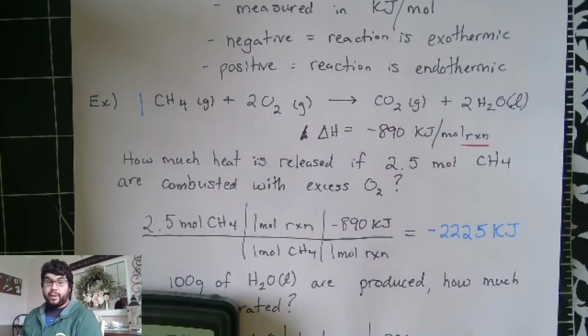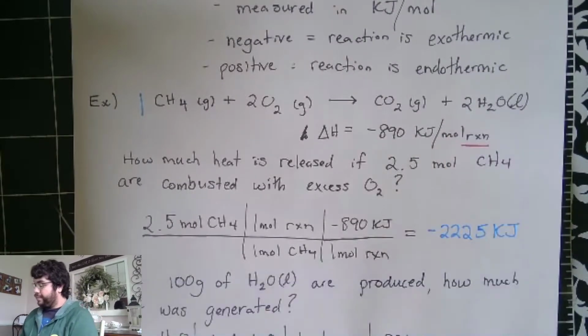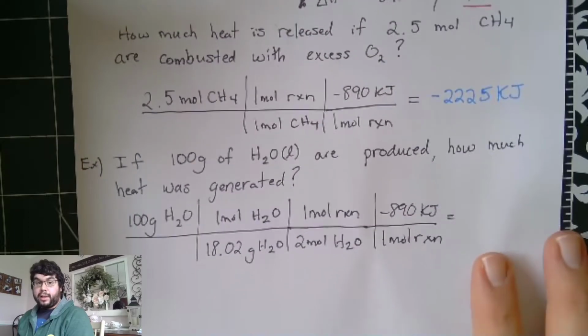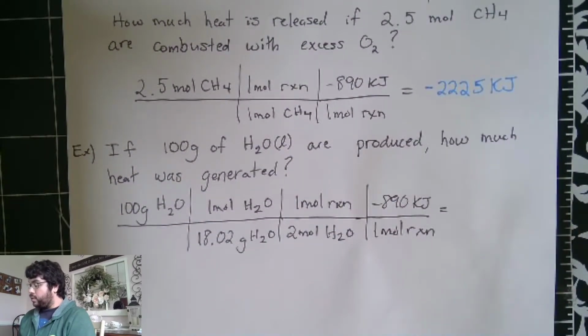Now, if the molar ratio wasn't 1-to-1 between the reactant or whatever we're talking about and the enthalpy, then the numbers change a little bit. And you can guess that you're going to use the molar coefficient for maybe water in the next problem. So here's another one. If 100 grams of water are produced, how much heat was generated? Now this is again kind of a stoichiometry problem. We're going to do the same sort of thing.